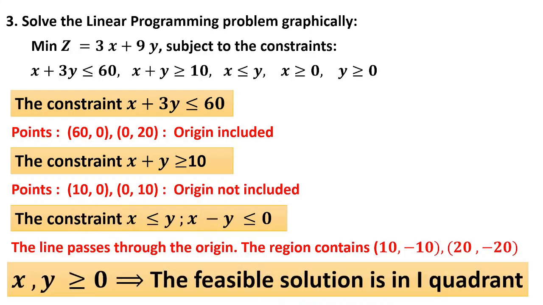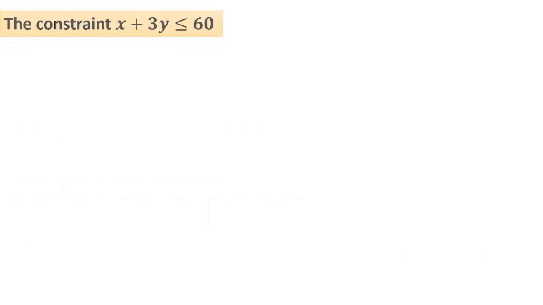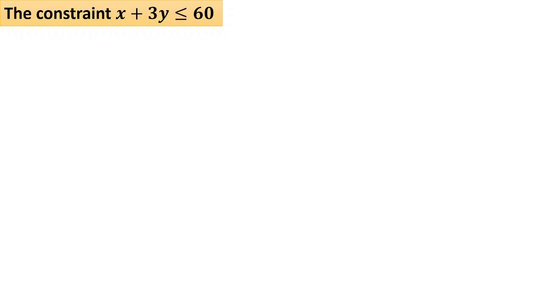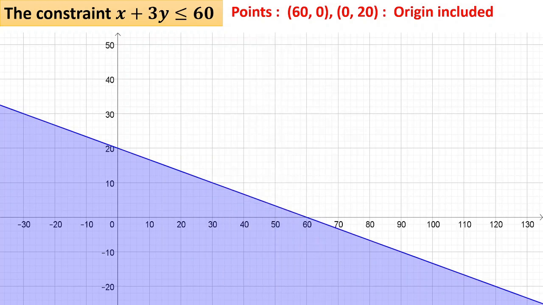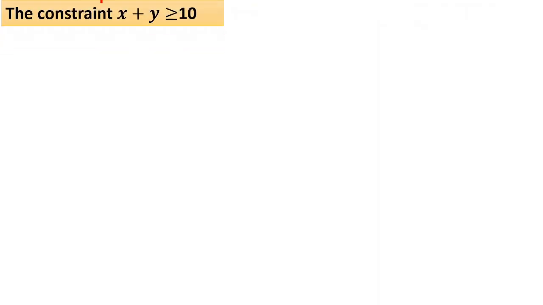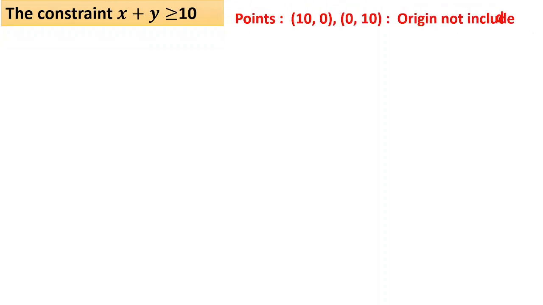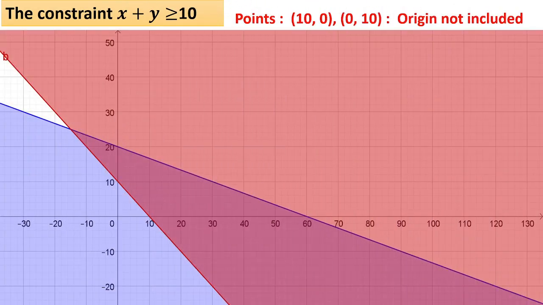Let us see. x, y greater than or equal to 0 means the feasible solution is in the first quadrant. Well, the constraint is x plus 3y less than or equal to 60. The points are 60, 0, 0, 20. Origin included. I have drawn it. Second constraint 10, 0, 0, 10. Origin not included. It goes up.